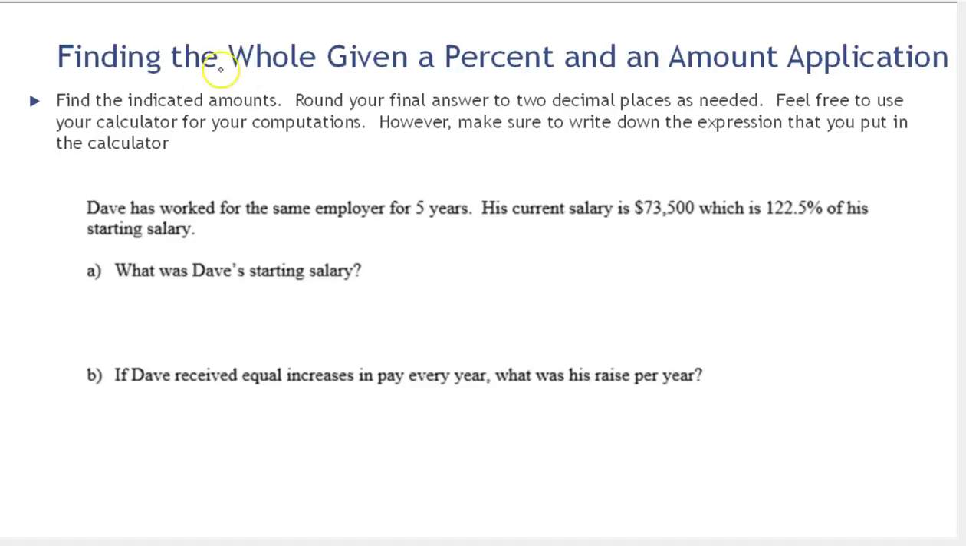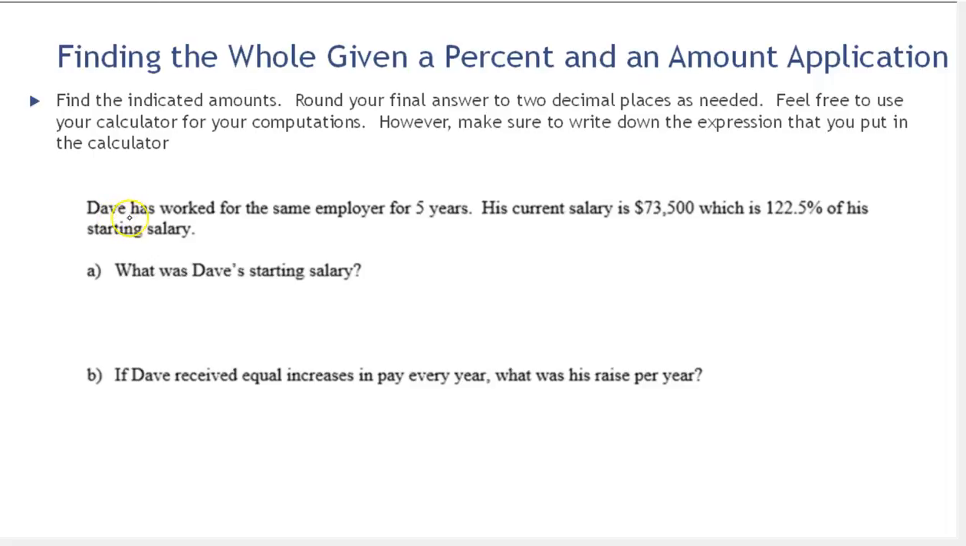In this video, we're going to find the whole given a percent and an amount in an application problem. Find the indicated amounts. We're going to round to 2 decimal places. We can use a calculator, but we're going to write down the expression we put in the calculator. So let's highlight important information.